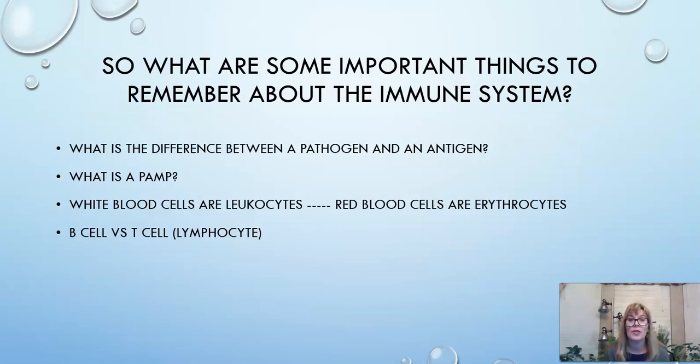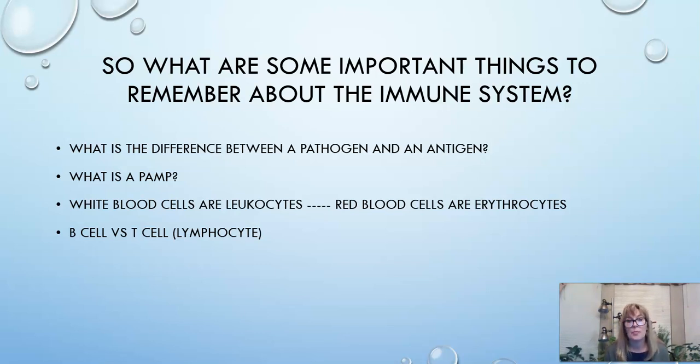So, what are some important things to remember about the immune system? What is the difference between a pathogen and an antigen? So, a pathogen is any substance that isn't supposed to be within your body. So it can be a fungus, a virus, a bacteria, a protist, anything like that. But what is an antigen? An antigen is actually a protein that is found within the outer membrane of a pathogen.